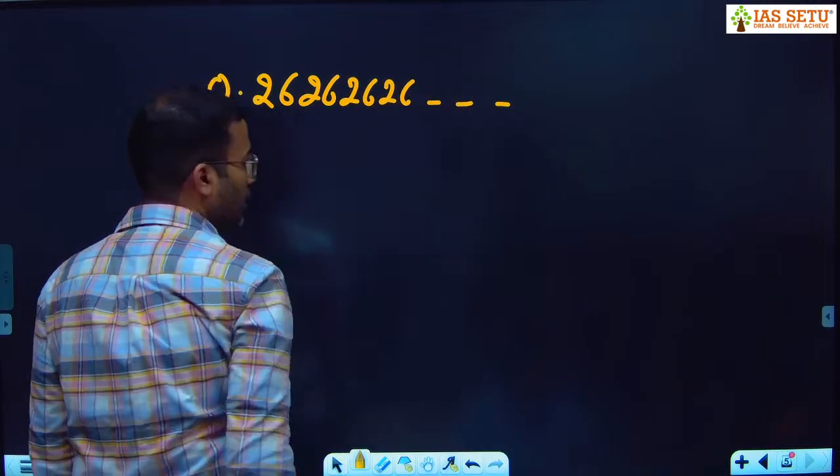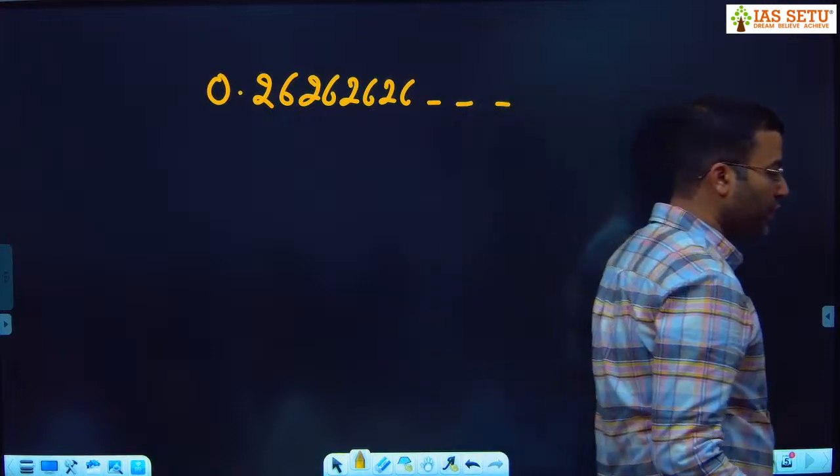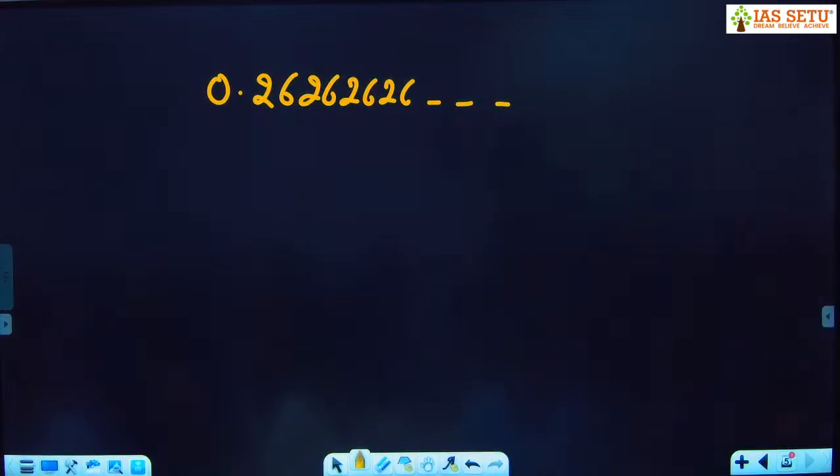0.26262626. Online students also, you have to write your answer in the comment. Convert this. 71 is a prime number. So where did 71 come from? It was 213. Yes, after 71 it will not simplify, because 71 is a prime number.